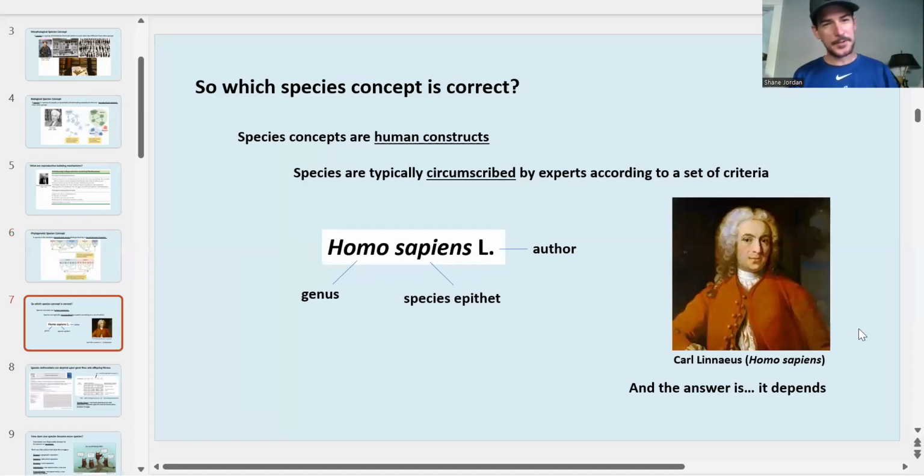And so this comes back to the question of, well, which of these concepts is correct? And once again, to reiterate, these concepts are all human constructs. And so basically, species are being circumscribed into whatever particular classification that they have according to different sets of criteria. And basically, the answer is it really depends.